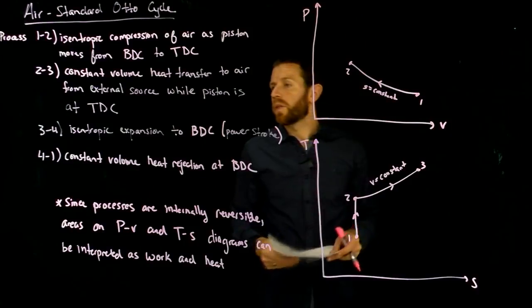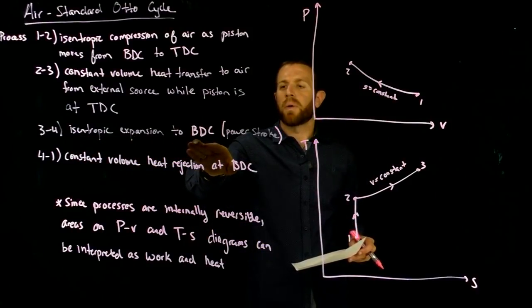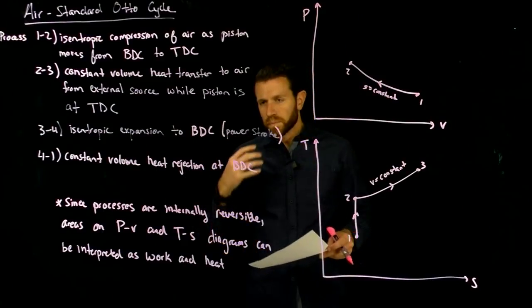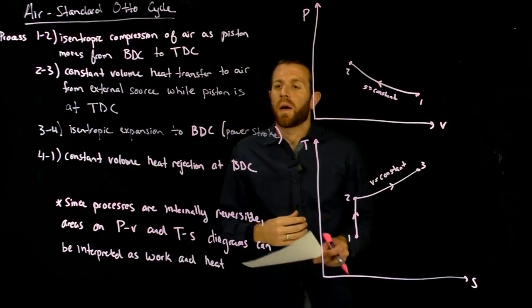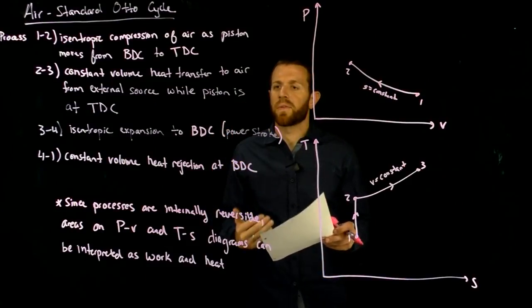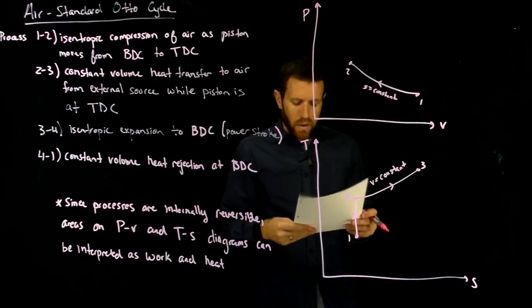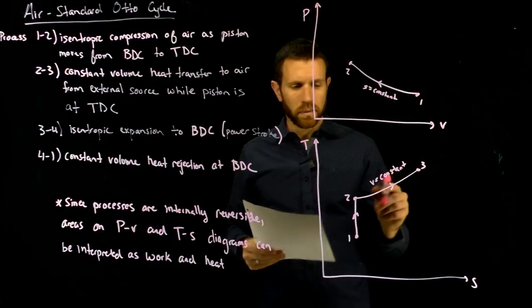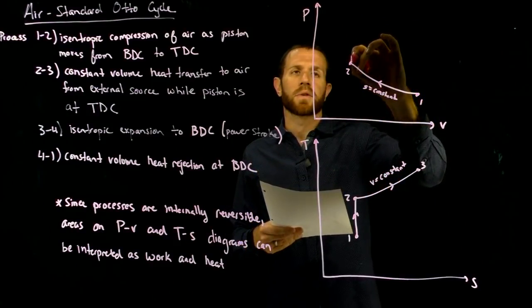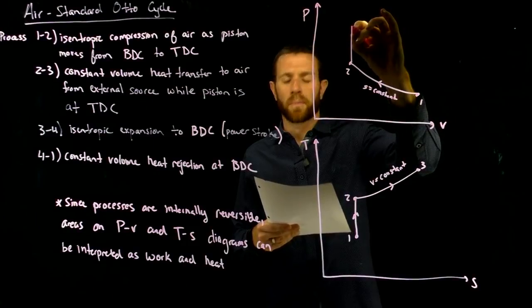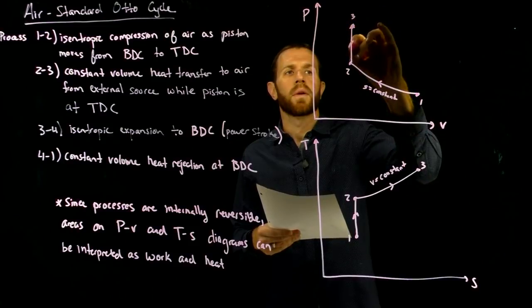Okay, from 3 to 4 we have isentropic expansion back to bottom dead center. So here we're going to again adiabatically expand back to where the piston is sitting at the very bottom of the cylinder, and this is indeed our power stroke. Oh yeah, I forgot to fill in the PV diagram for 2 to 3. All right, so this is a constant volume heating, so we expect our pressure to go up. Oh, there we go. 2 to 3.